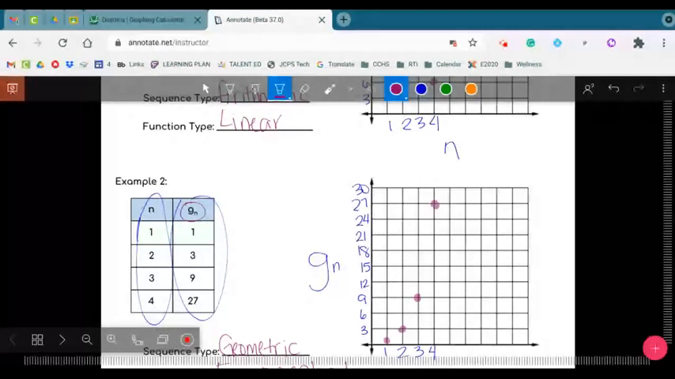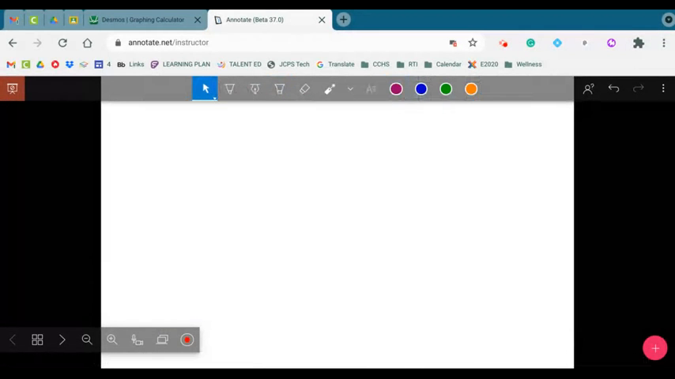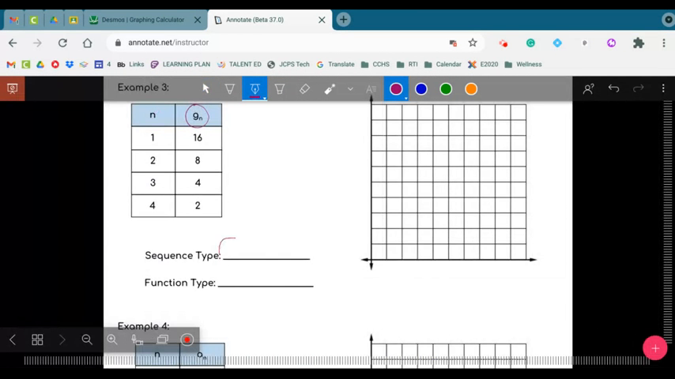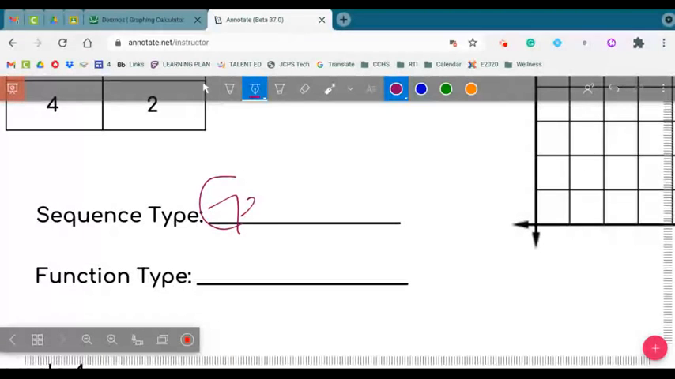Okay, let's go on to the next page, which we're going to do the same thing. So the first one is geometric, because it's G sub n. If it's geometric, remember it's exponential, and we can see that from the graph if you can't remember that. Because exponential has that slight curve, while linear has the straight line.